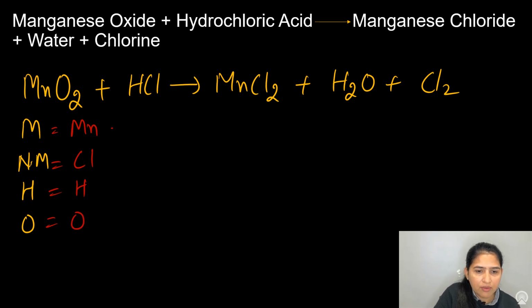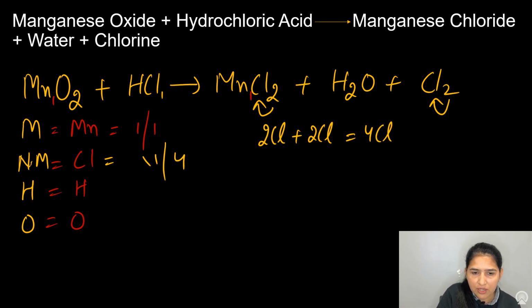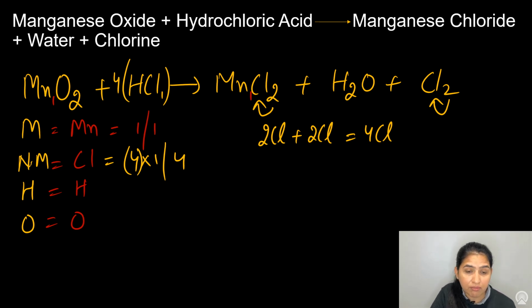Now let's count it for manganese. We are having only 1 manganese on left and 1 on right. It is already balanced. Now let's check it for chlorine. So we are having only 1 chlorine on left hand side, while we are having 2 here, 2 chlorine with manganese chloride and 2 chlorine coming as molecule. So in total we are having 4 chlorine. So to make it same, I'm going to make it times 4 on left hand side. As you can see, we are having here a molecule of hydrogen chloride. So I can put 4 in front of that while putting bracket first. Now as I'm doing this, I can see I got my chlorine balanced.